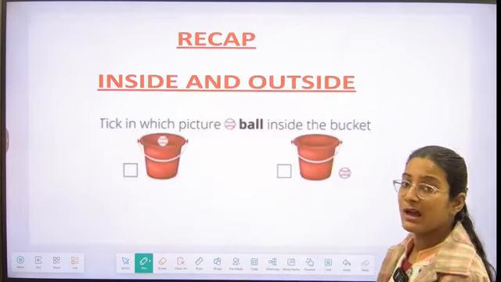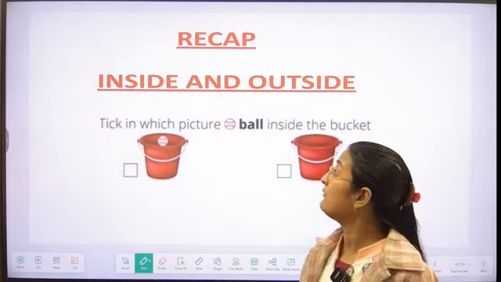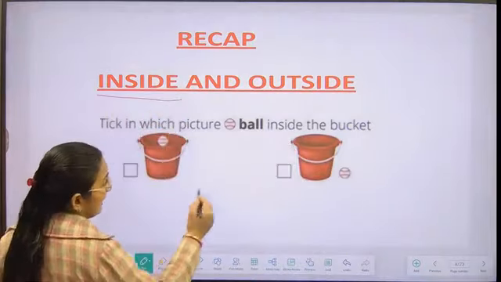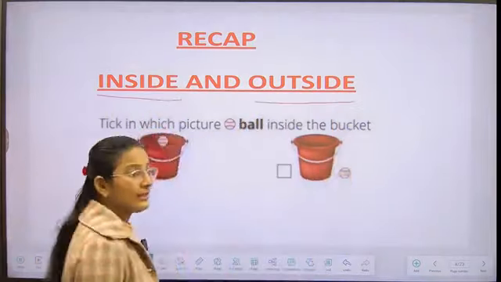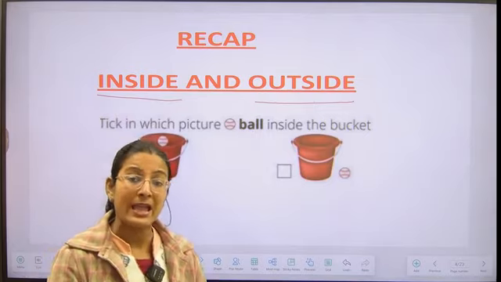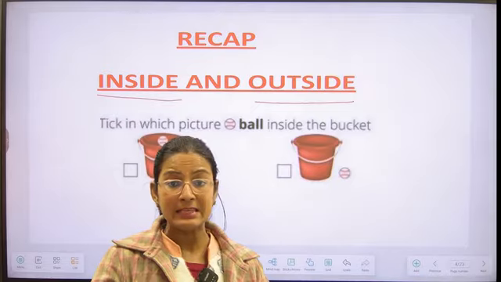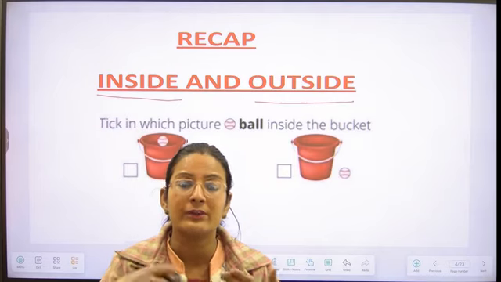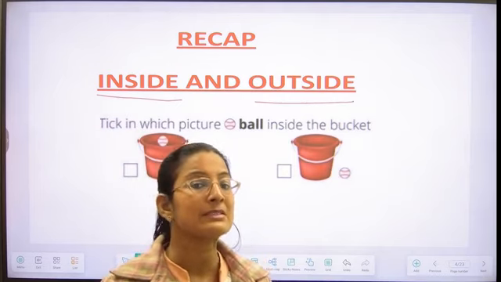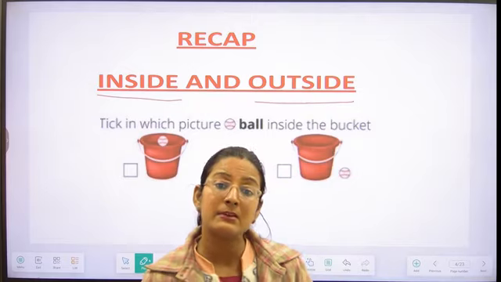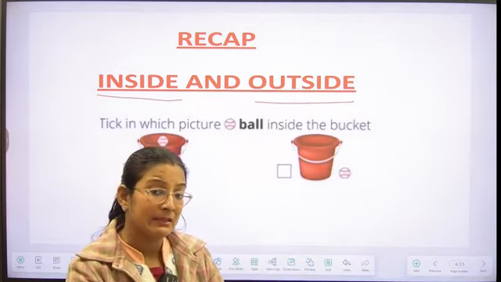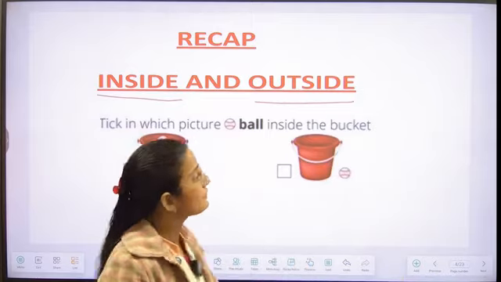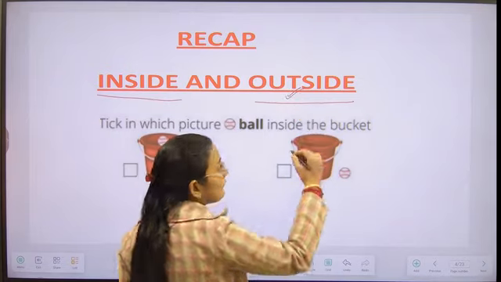In the previous class, what have we learned? We have learned the concept of inside and outside. In the concept of inside, what did I tell you? Anything which I kept in or under anything, what word are we going to use? We are going to use inside for that. Similarly, if I kept anything out of any object, then what word are we going to use? We are using outside for that.